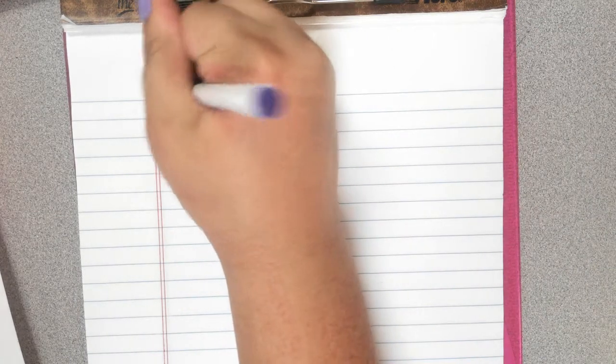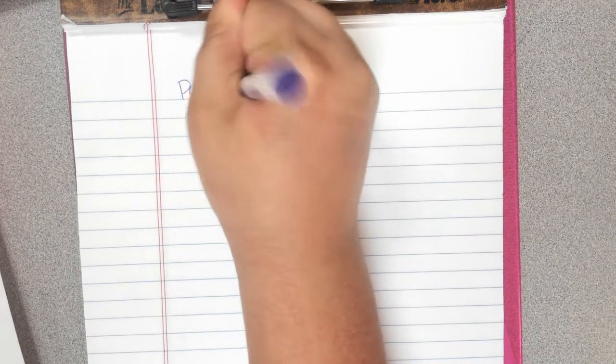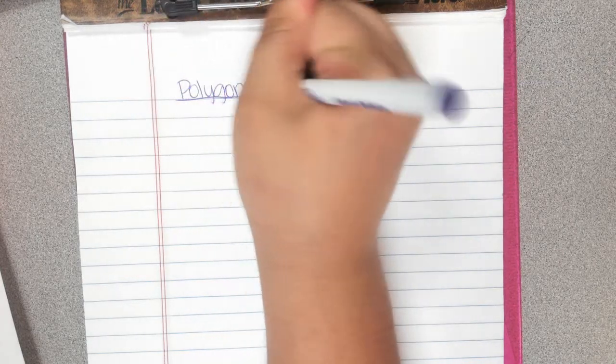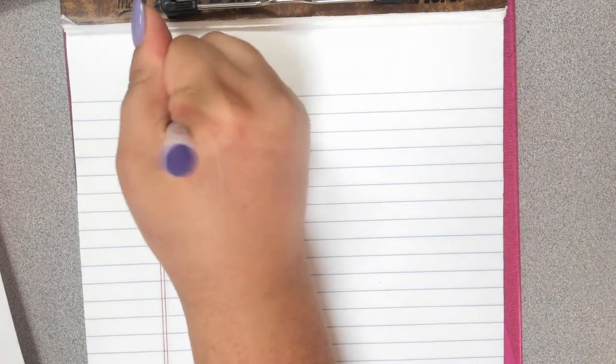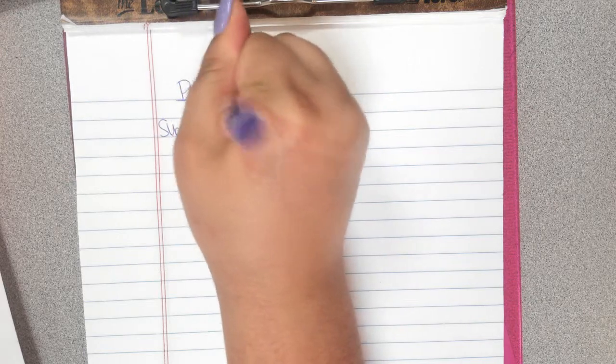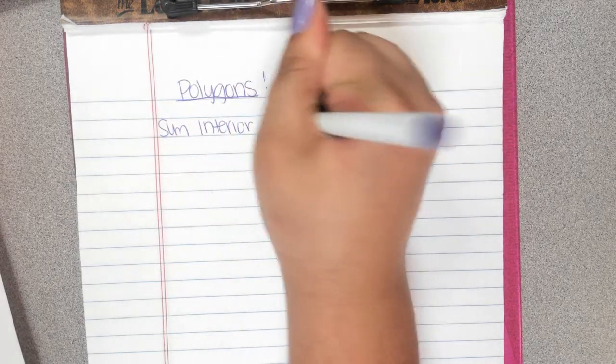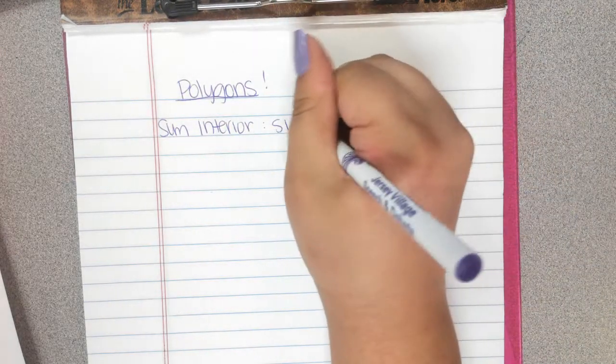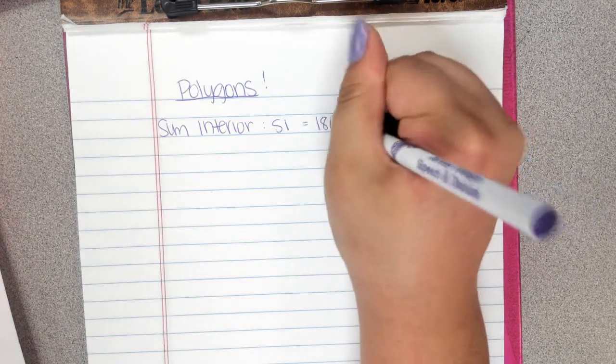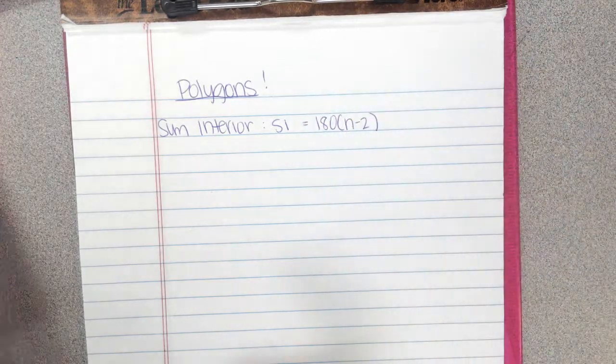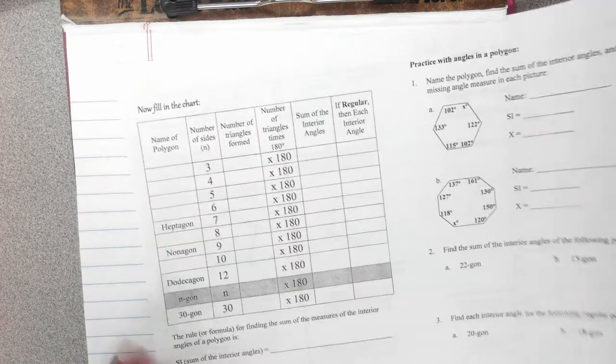Okay, we're going to be going over everything we learned Friday and Monday on polygons. So we've learned 4 formulas. The first one that you need to know is the sum of the interior, which I abbreviate as SI, and that equation is 180 times n minus 2. And you learned that when we did this worksheet.